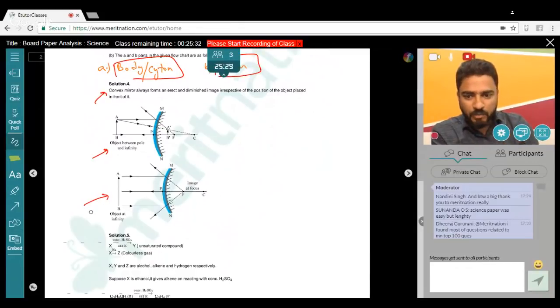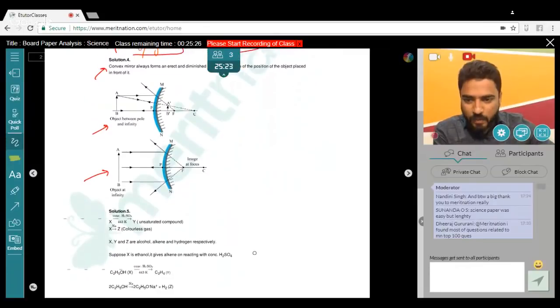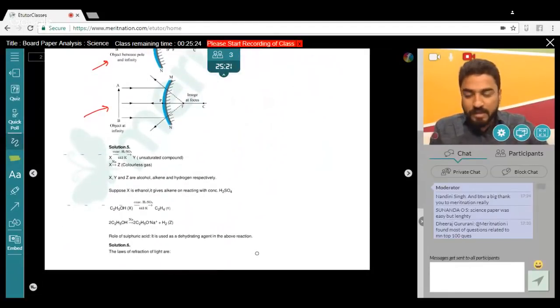Okay, moving on to the next question, that is question number 5, from your chemistry portion. Yes, it was a bit of a tricky question, but the reactions mentioned here are all from NCERT. These reactions are already present in your NCERT as such.